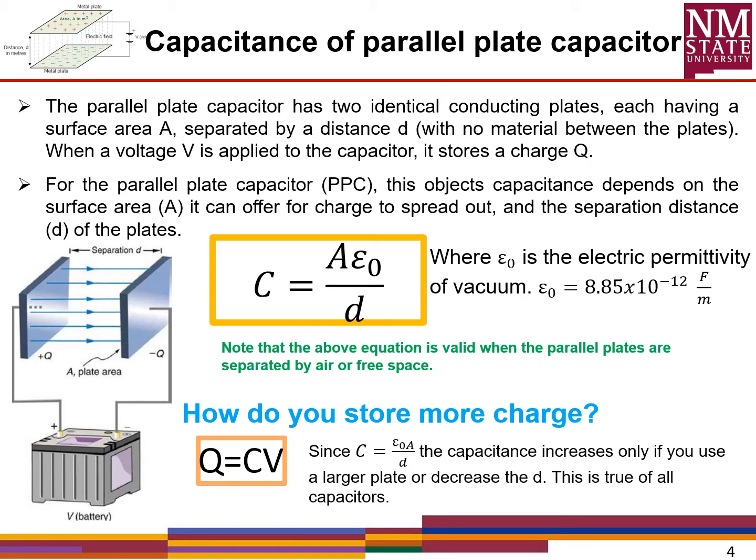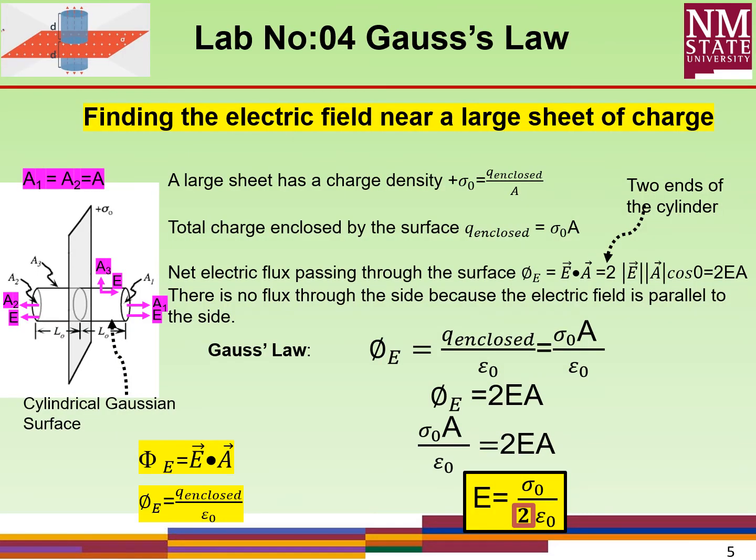So here you can see we have an electric field, and the direction of this electric field is going from the positive plate to the negative plate. And now I'm going to find the electric field between these two plates. Before I go to that part, if you remember lab number 4, Gauss's law, we talked about the electric field near a large sheet of charge.